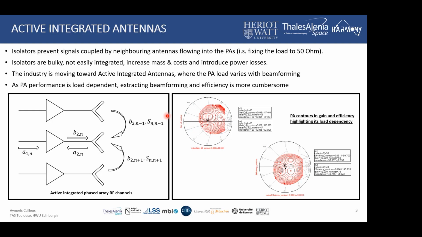That's why it looks like the industry is moving toward removing them to use what is called active integrated antennas, where basically the power amplifier is directly matched to the antenna. The problem with that approach is that the power amplifier load will vary with the beamforming due to the mutual coupling. It's commonly referred to as load pull effect. And it's well known that the power amplifier performances are actually dependent on the load. And then, due to load pull effect, it starts to be complicated to anticipate the beamforming and the efficiency of our full system.